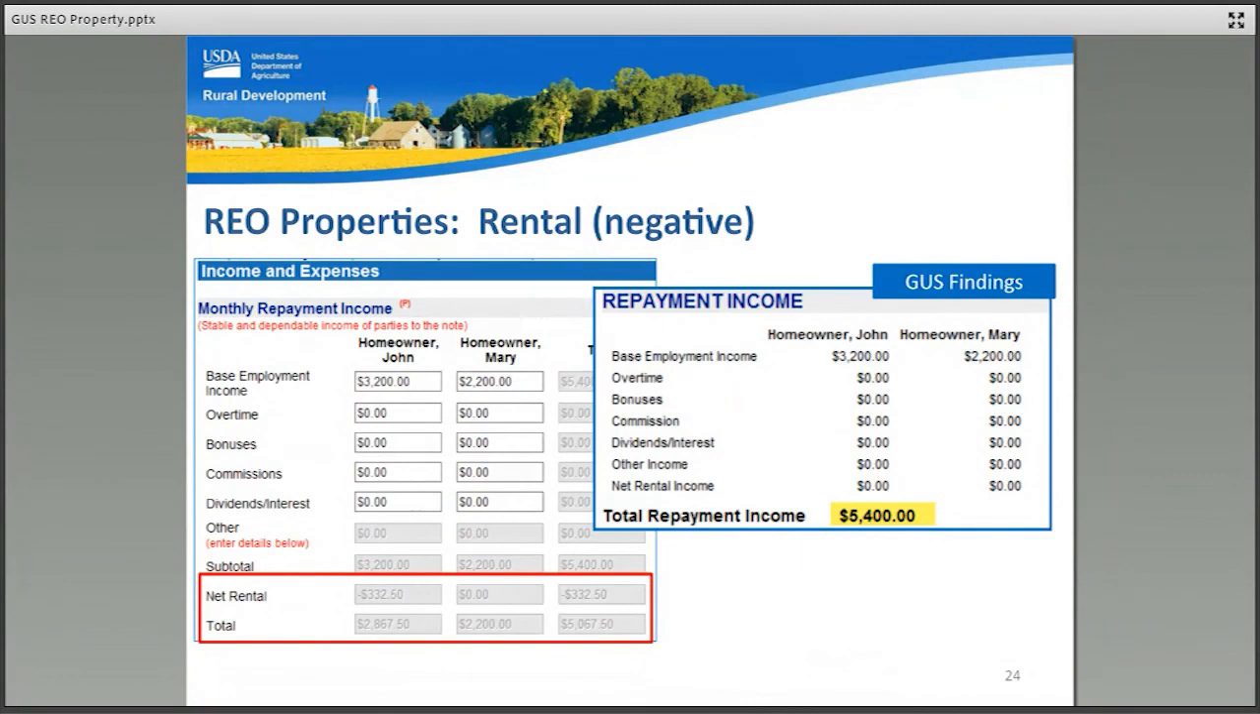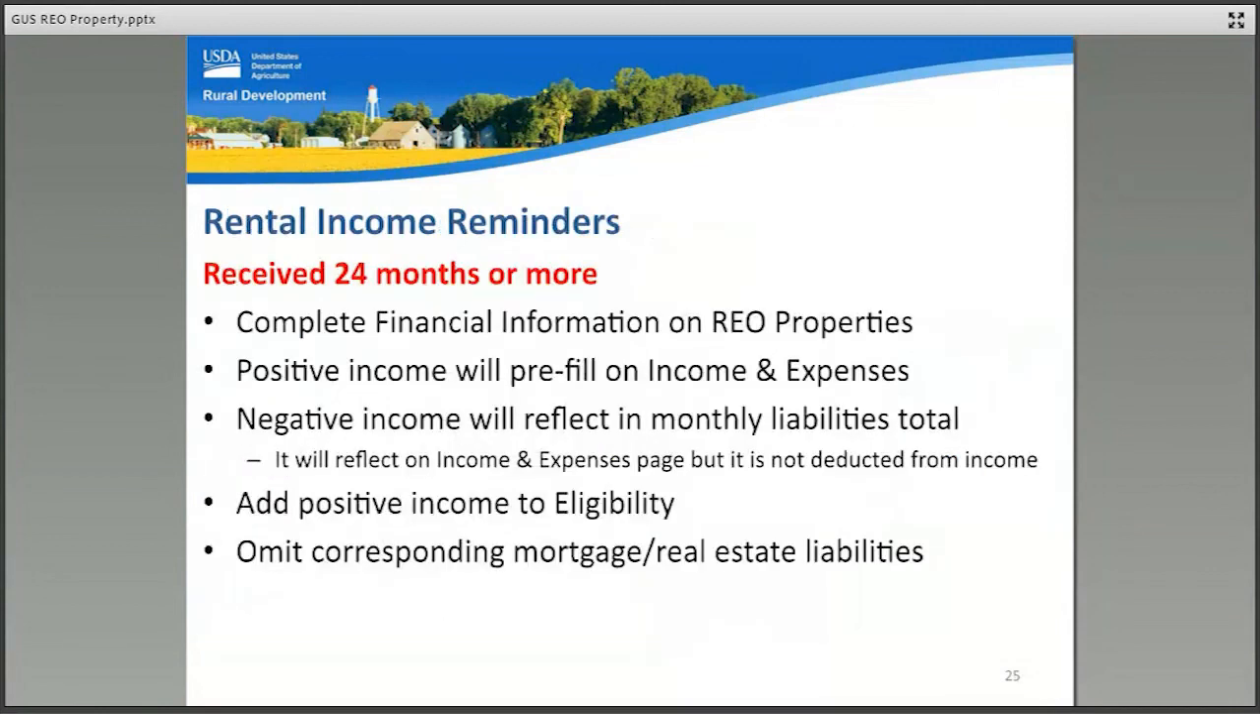If the user was concerned that GUS not only included the net rental loss in the monthly liabilities, but also deducted the loss from the repayment income, a quick check of the GUS Underwriting Findings Report will verify that the full repayment income data entry of $5,400 was utilized. So while GUS may show a deduction of the net rental loss on the income and expenses application page, it truly includes the loss in the monthly liabilities total as previously reviewed.